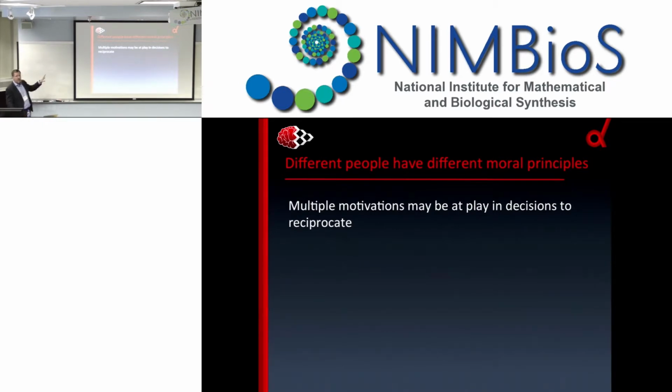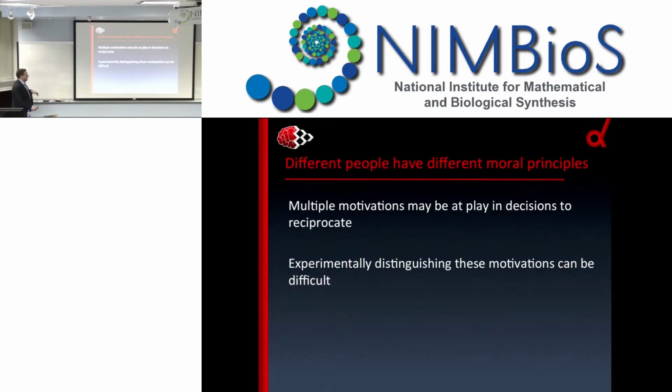The problem with using a game like the trust game is that often these motivations predict the same outcome. So for example, if I'm inequity averse, if I think the principle of fairness is really important, I'll tend to give Peter back about 50%.